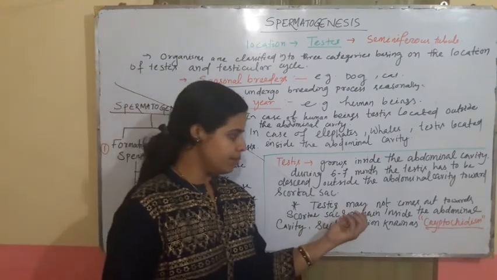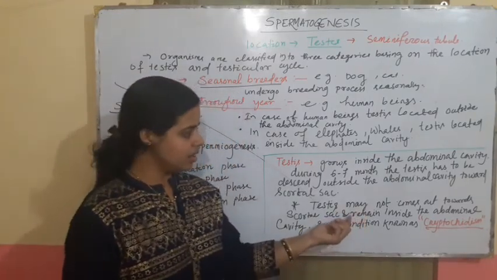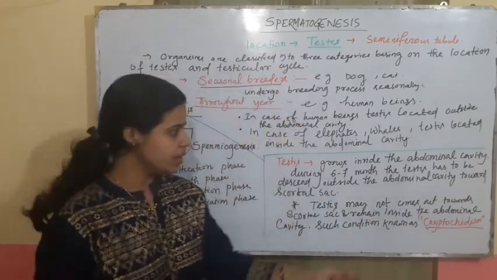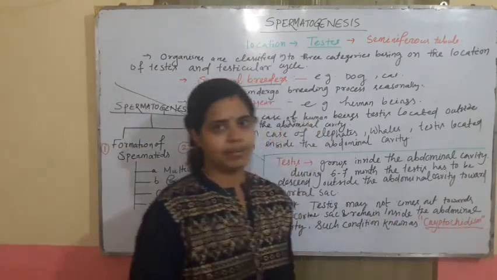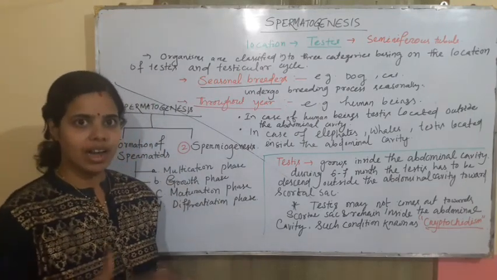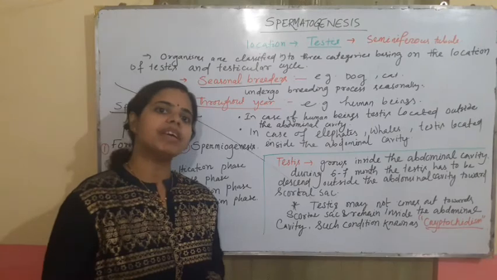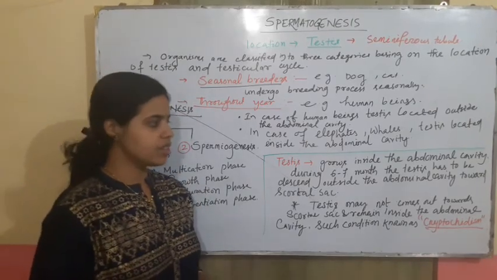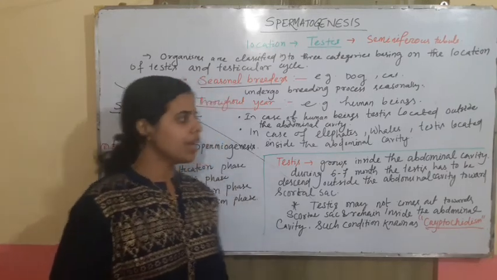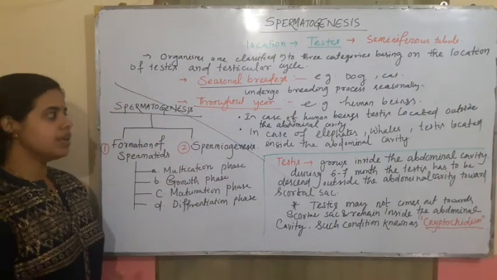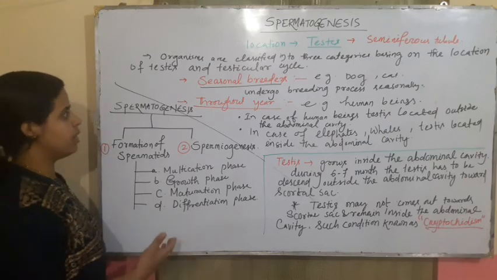But in the case of some organisms, in such cases we can say cryptorchidism; here crypto means hidden. The testis may not come out or descend towards the scrotal sac and stays inside the abdominal cavity. Then such a condition is called what? Cryptorchidism. This is just an introduction about the spermatogenesis process, which we will discuss in later videos.